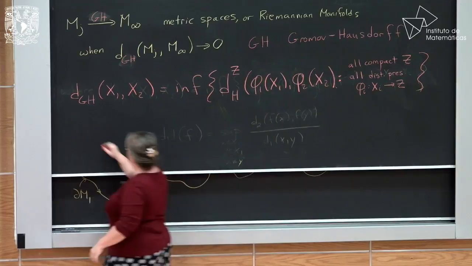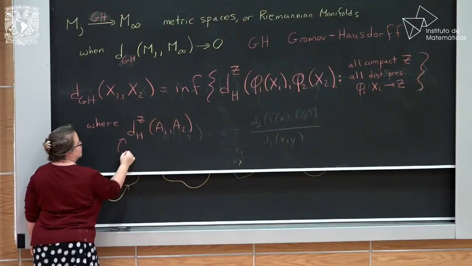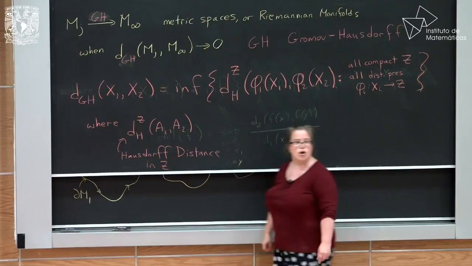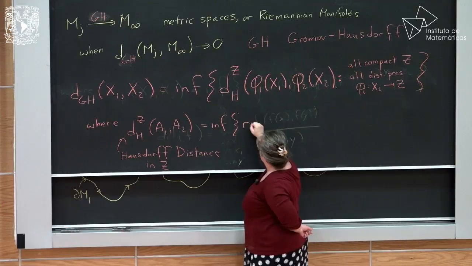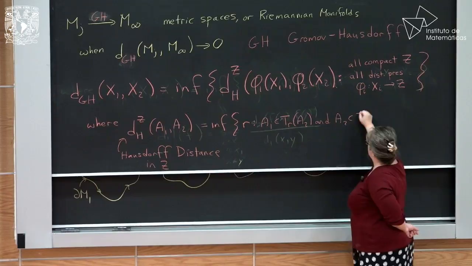where d_H^Z between two sets, this is the Hausdorff distance in Z. The Hausdorff distance in Z is an older notion, and it says that this is the infimum over all radii R such that A1 is in the tubular neighborhood of radius R around A2, and A2 is in the tubular neighborhood of radius R around A1.